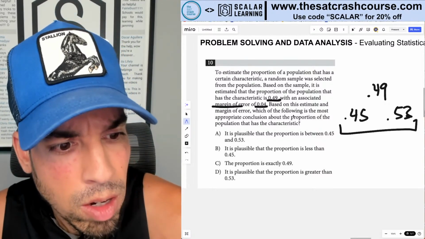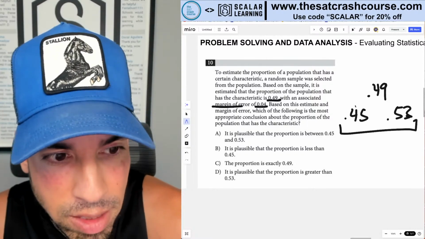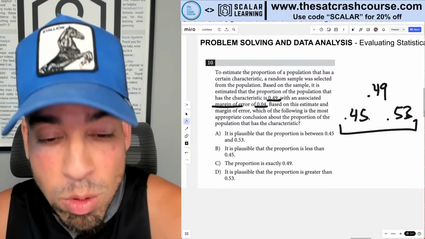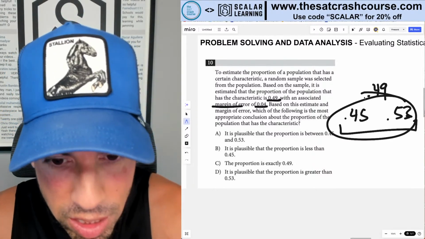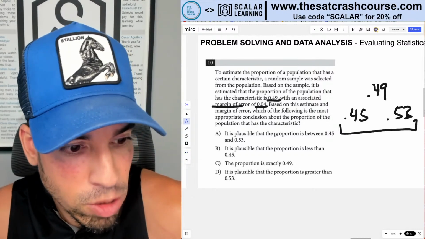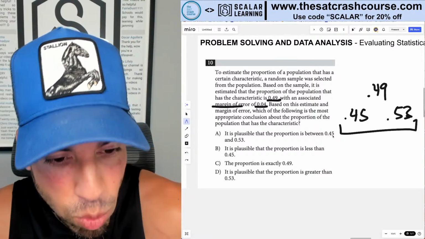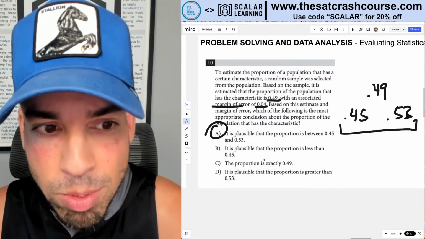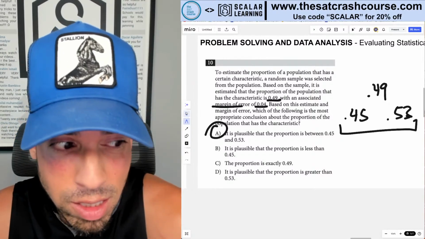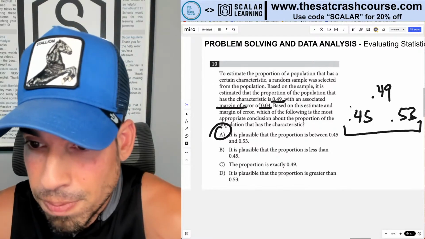Based on this estimate, which of the following is the most appropriate conclusion? In general, with margin of error, we should see language like "plausible" between these two values. And it says right here, it is plausible that the proportion, which we estimate to be 0.49, is between 0.45 and 0.53. That's it. So those are the general steps for margin of error. You're not going to see much variation other than that. So if you follow those steps, you should be good to go.